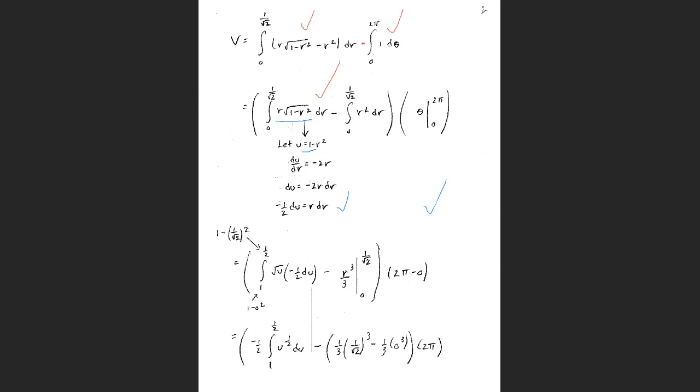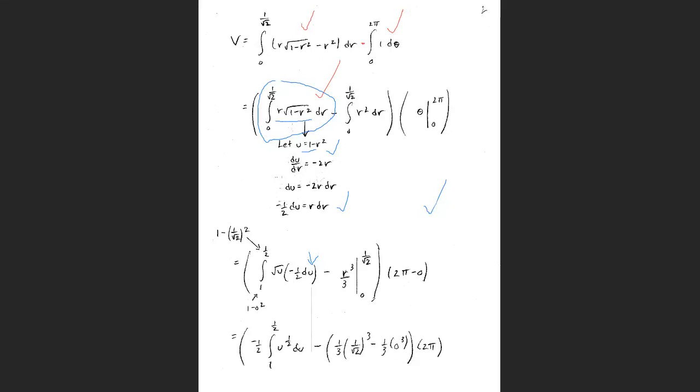Okay, so now, of course, because we did a u substitution for this first integral, the integral with respect to r becomes an integral with respect to u. And so that means the u limits also change. What are the new u limits?